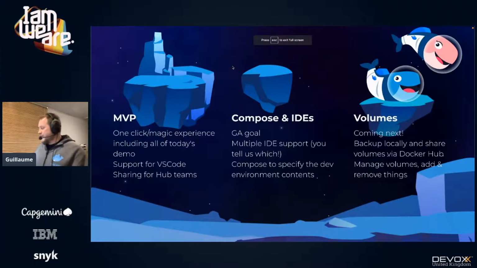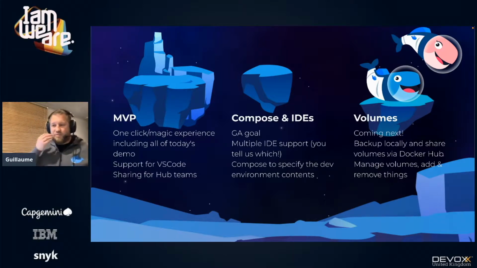Okay, so I showed you the MVP we did. It was shipped last August, I think, something like that. The idea, as you can see, is to make it really easy to spin up a new dev environment. Just copy and paste a Git URL or pull an existing image, and you're ready to develop. At the moment, we just support VS Code and remote dev containers.